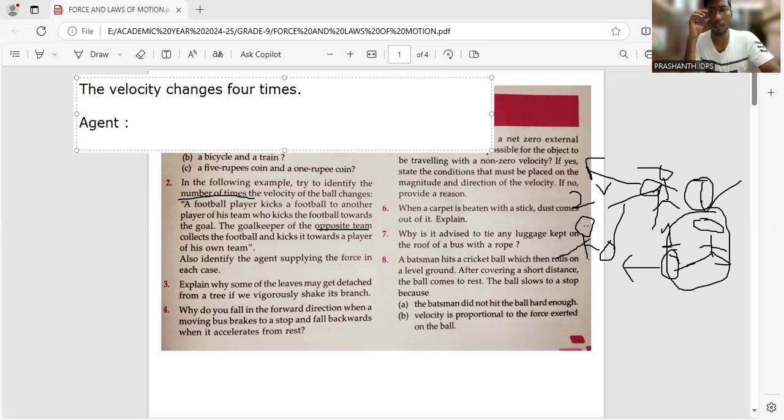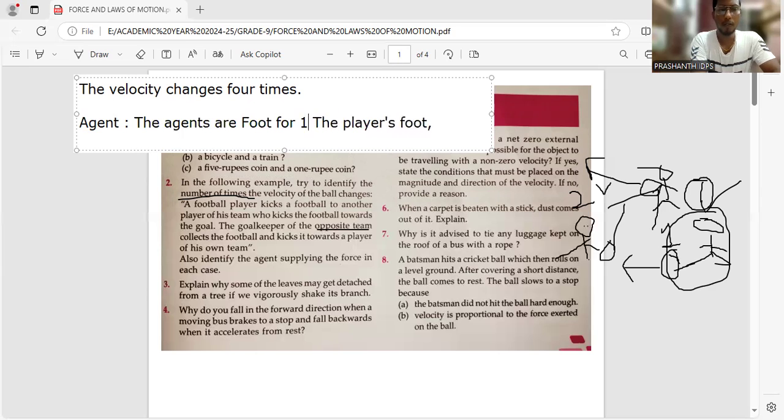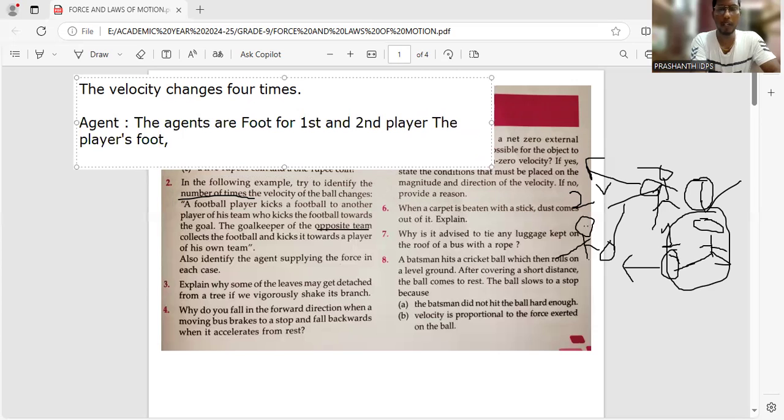So if you take the first example, who is the agent there? In the first case, the first football player. The player's foot, right? Similarly, what about the second player? I'll write here, the agents are the foot for the first and second player. I hope it is clear.